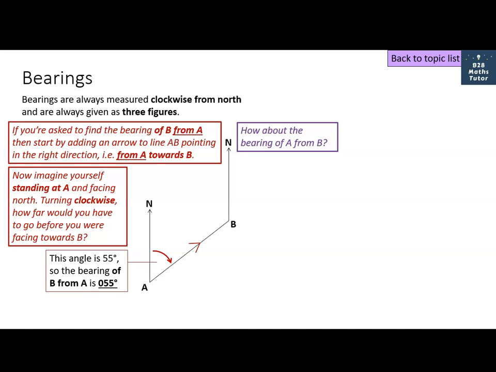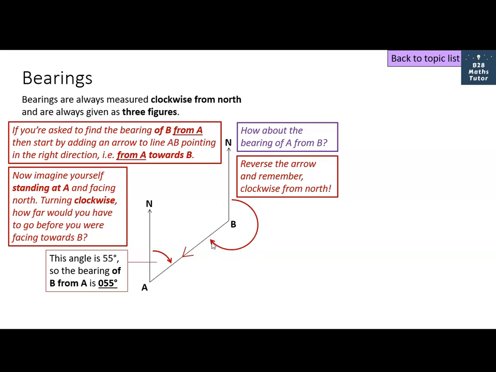How about the bearing of A from B? Okay, we're going the other way now. So we flip the arrow. And remember, we're going clockwise from north. So it's not this angle here, it's this one, going all the way around, or almost all the way around. Now, this bit is angles on a straight line, and they add up to 180 degrees, of course. So how can we work out what this bit is?